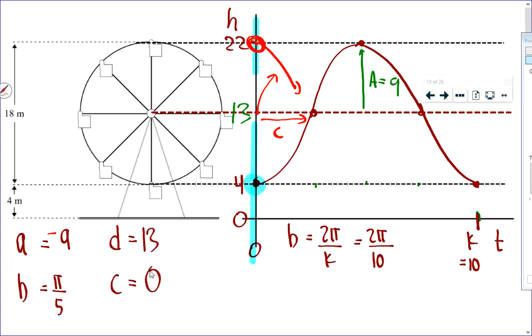So what is the equation? The equation is height equals -9 cosine pi over 5 times t, close brackets, plus 13. And if you wanted to, you could put that into your graphing calculator and see that Joel and Ellie will start at 4, and 10 seconds later they will be back at 4, and they will have a maximum of 22. Any questions with that final example?